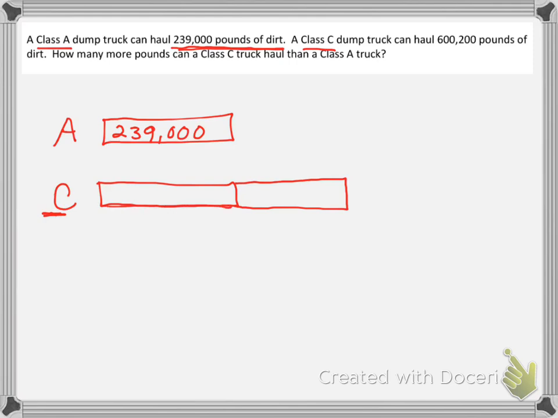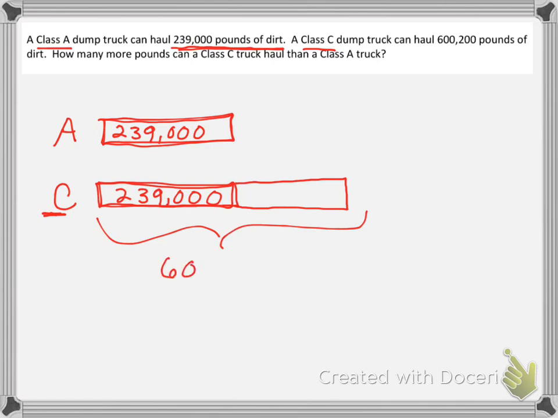So if this tape diagram is the same size as this one, I should be able to write 239,000 also in here, because it's the same size. But notice, this whole thing here is equal to what? It's equal to 600,200 pounds. So how much longer would this one be than A? So this is the missing value right here. This is the value that we need to find. And how we're going to find that is through subtraction.